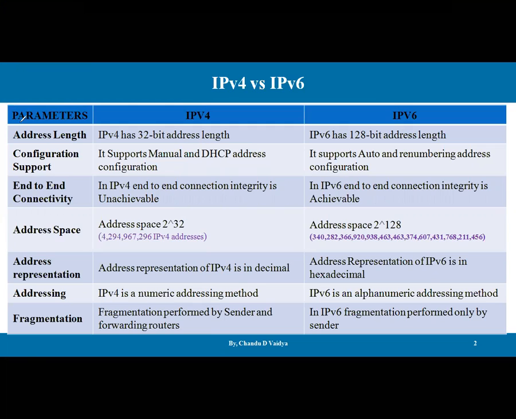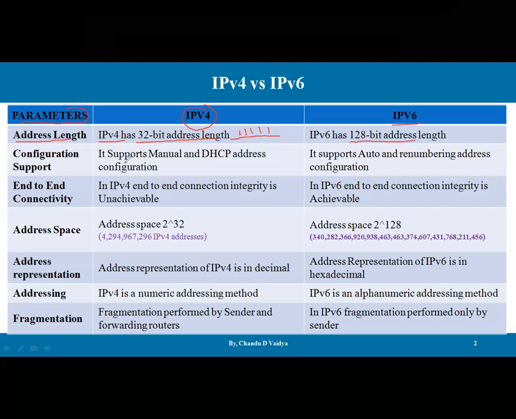In the first column, on the basis of some parameters, we are going to differentiate between IP version 4 and IP version 6. My first parameter is address length. IP version 4 has a 32-bit address length, so we have 32 consecutive bits, where 4 octets are available. Each octet is 1 byte, so 4 bytes are available. Whereas IP version 6 has a consecutive 128-bit address length, where 128 consecutive bits are available. These are divided into blocks, where we can combine 2 octets into 1 block, so 16 bytes and 8 blocks are also available.